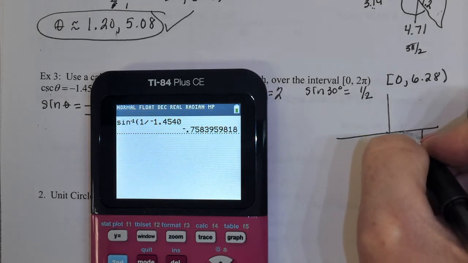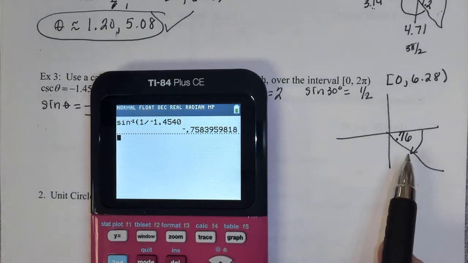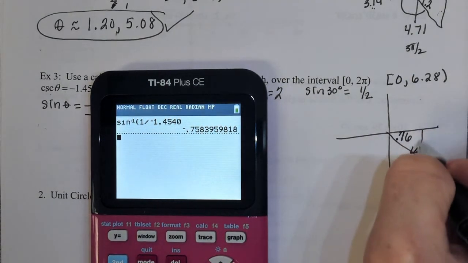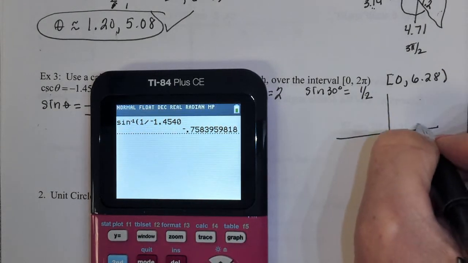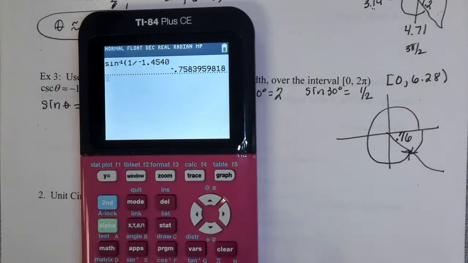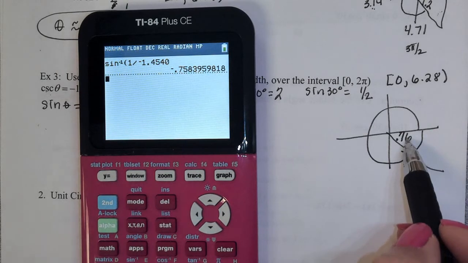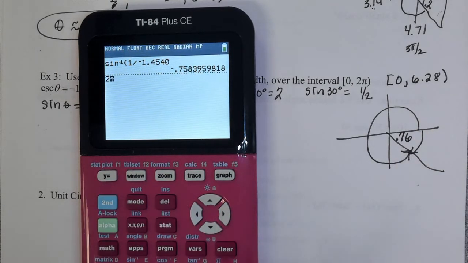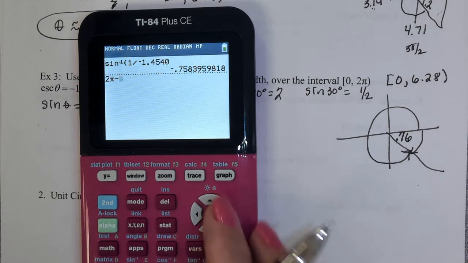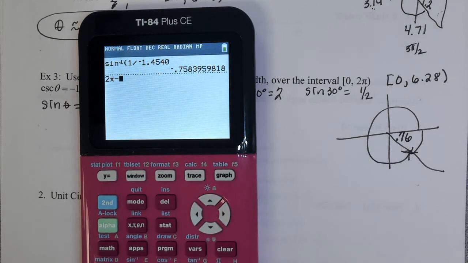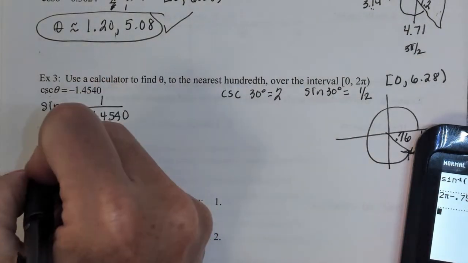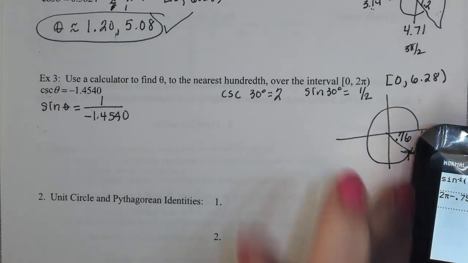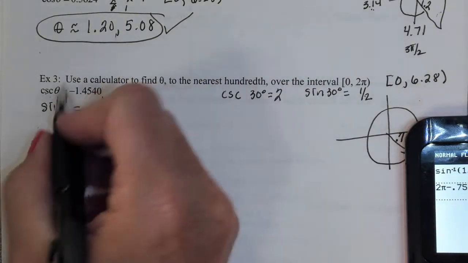It's going to be 0.76 rounded to the nearest hundredth. But I don't want to go this way. I don't want to call my answer negative 0.76. That's not in between 0 and 2 pi. I want the angle that goes this way. So that means if I were in degrees, I'd do 360 minus the angle, but now I'm going to have to do 2 pi minus that angle. I'm just going to type it in because I already did minus. I'm going to be a little more exact this time. And I get 5.52. So I check, is that in between 0 and 6.28? Yep. So 5.52 should be one of my answers.